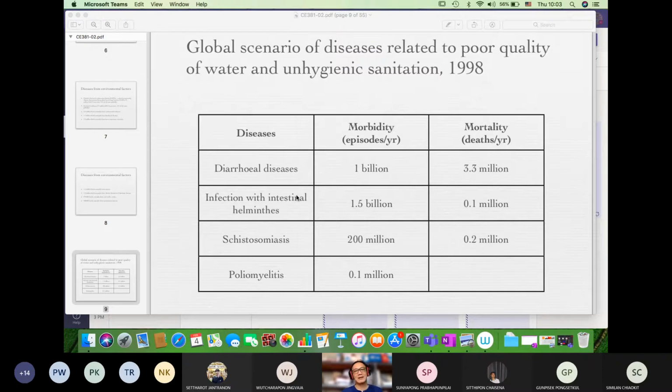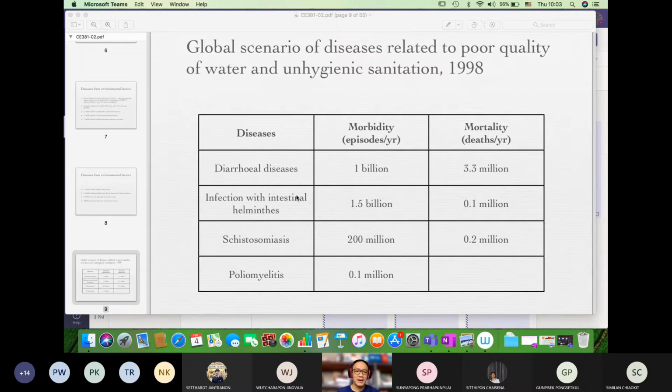But nowadays, the number of episodes is still there, but not in a significant number. Anyway, this is also one of the diseases that has a very close link to poor sanitation.